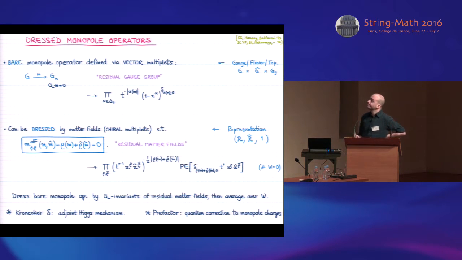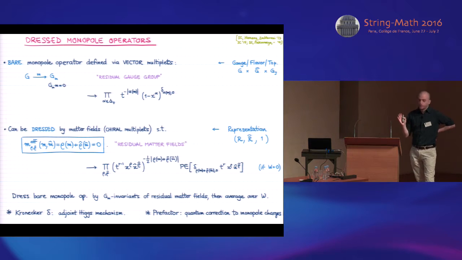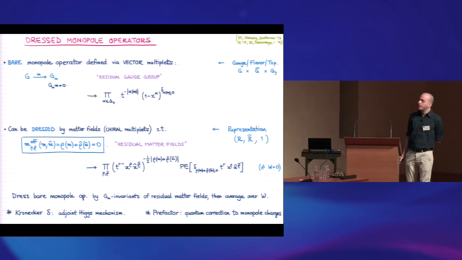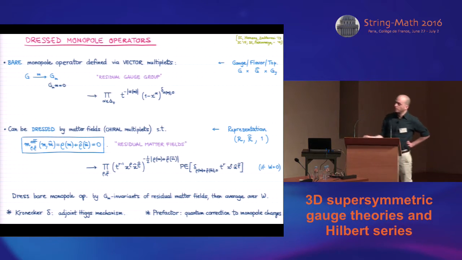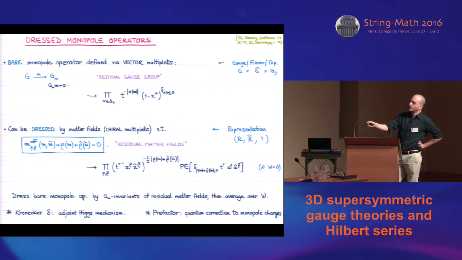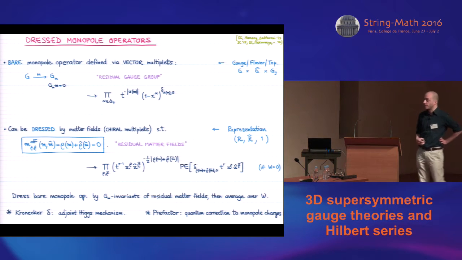So, so far in describing and introducing these monopole operators, we only use fields in the vector multiplets, and for a reason that will become clear in a second, I call these bare monopole operators. So we can do it for the gauge, flavor, and topological symmetry. But let's consider the gauge group. So we start with the gauge group G, then we introduce this monopole operator, and this breaks G to some residual gauge group, G_m, which is the stabilizer of the magnetic charge.